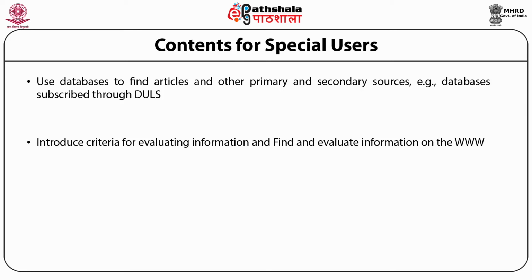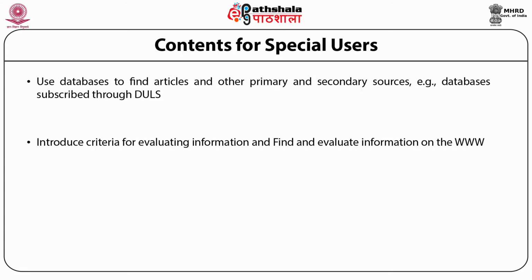Introduce criteria for evaluating information, and find and evaluate information available on the World Wide Web. Whatever is available on the net or the World Wide Web is not relevant for everyone. So what is relevant has to be judged with the help of some criteria, which have to be taught to the special users so that they can judge the quality, relevance and reliability of information when they are going to use that information for themselves. So different criteria: authority, reputation, reliability, relevance, objectives, purpose have to be taken into account while choosing the information to be used by users.